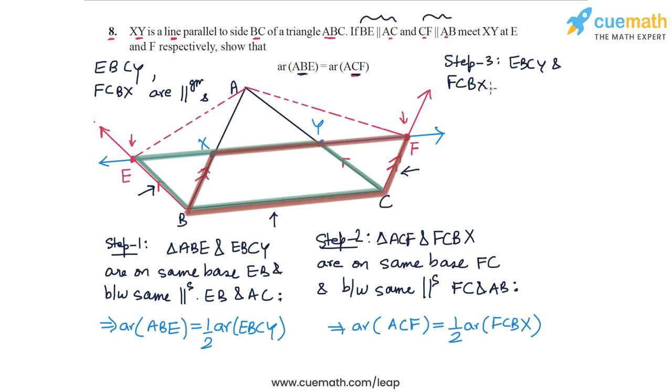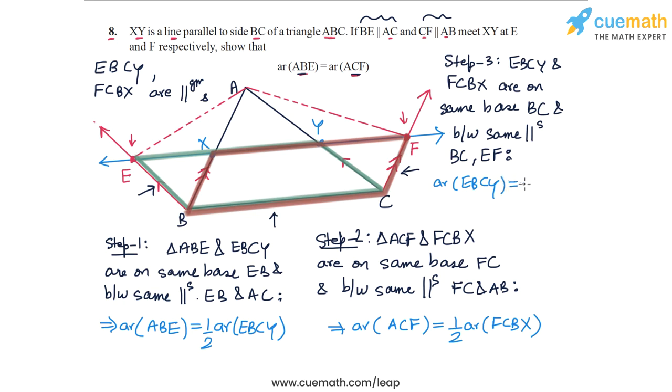FCBX, these two parallelograms are on the same base, and the same base is BC. Observe that carefully. And they are between the same parallels as well. So between the same parallels, and the same parallels are BC and EF. So BC and EF, and this means that their areas are equal. So the area of EBCY is the same as the area of FCBX. All right, this is awesome.